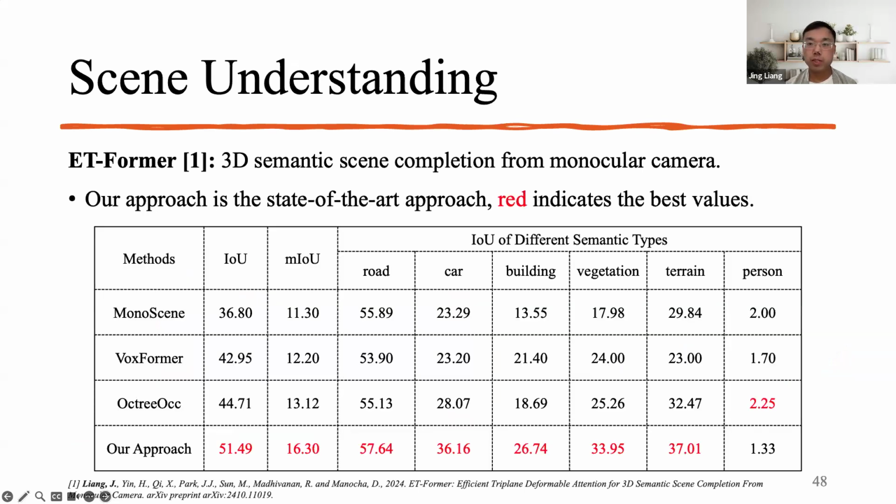This table shows our result, and we can see that we have much better IoU and mIoU. The benefit of the triplet-based deformable attention model is that we can detect very big objects more accurately than other SOTA approaches. So for example, we have higher values in mIoU for the roads and cars and buildings and some large areas of vegetation.